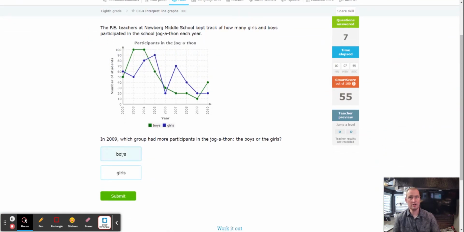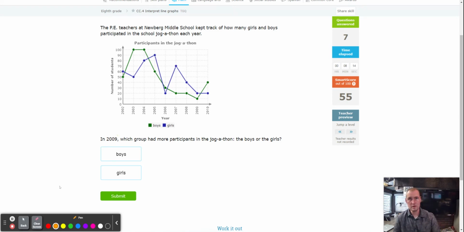All right, the PE teachers at Newburgh Middle School kept track of how many girls and boys participated in the school jogathon each year. In 2009, which group had more participants in the jogathon, the boys or the girls? So this is the comparison question, which means we're going to only pick one.